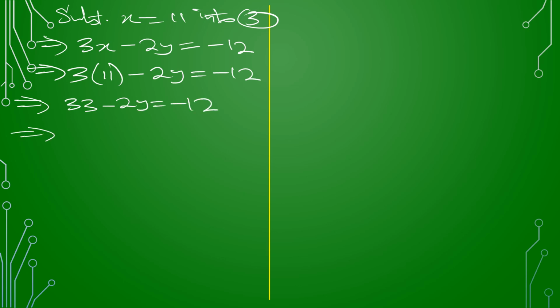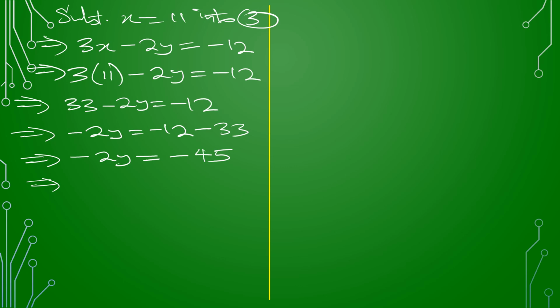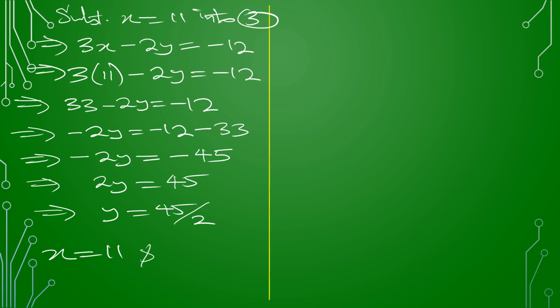Now we have -2y as equal to -12 minus 33. Now this gives us -2y as equal to -45. Of course, multiplying both sides by -1, we have 2y as equal to 45. Dividing both sides by 2, we have y as equal to 45 divided by 2. So our final answer: x is equal to 11 and y is equal to 45 over 2. As easy as ABCD.